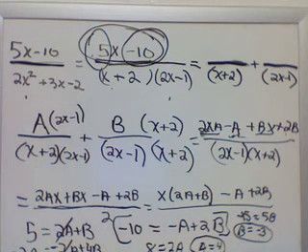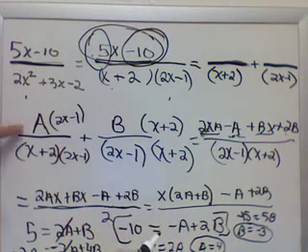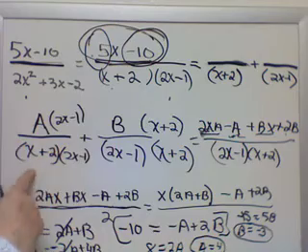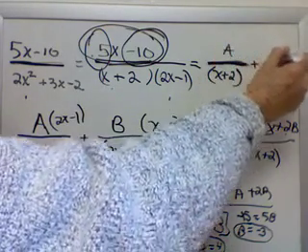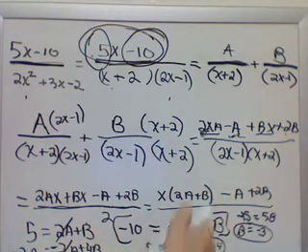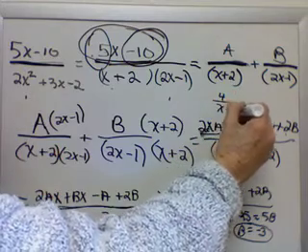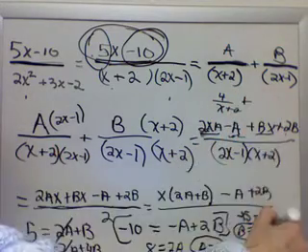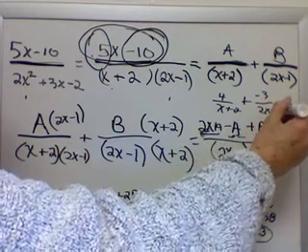So what were these two fractions? We can go back up here, and this one was a over x plus 2. Remember I said that was a and that was b? So I could say that this was 4 over x plus 2 plus negative 3 over 2x minus 1.